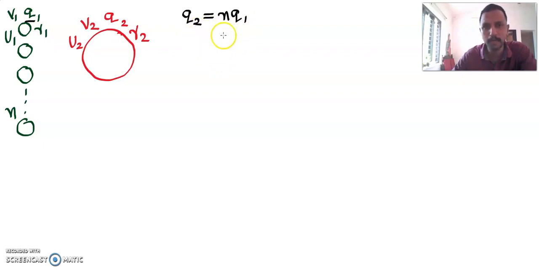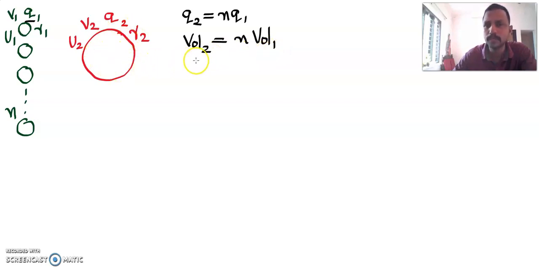Then let's speak about capacitance. Before speaking about capacitance, let's speak about the volume of the larger liquid drop. What should be the volume of the larger liquid drop? Let me write it as volume 2. It should be equal to n times the volume of the smaller liquid drop, that is n into volume 1, because we are combining these n identical liquid drops to form this big liquid drop. Therefore, the total volume of the big liquid drop, volume 2, is equal to n times the volume of a single liquid drop.